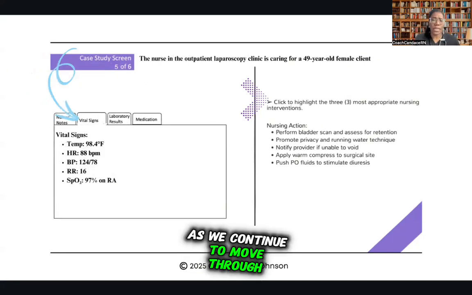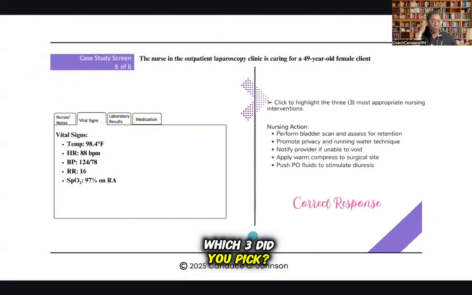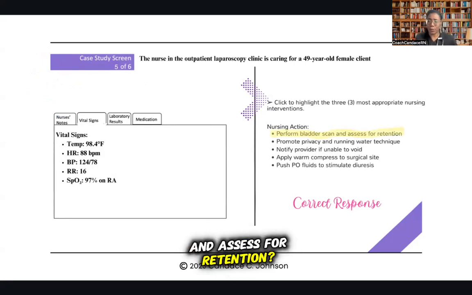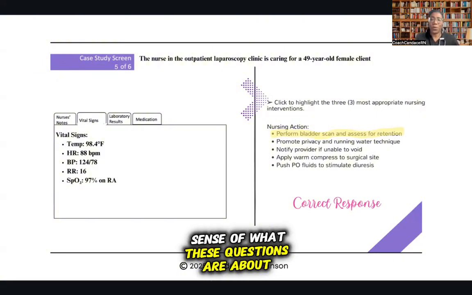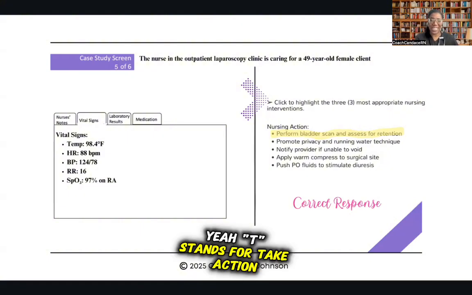All right, as we continue to move through this question, you have seen the choices. Which 3 did you pick? It's time to go for the correct responses. Did you pick perform bladder scan and assess for retention? That was one of our choices before. So you're getting a sense of what these questions are about. In screen 5, we're taking action. Yeah, T stands for take action.